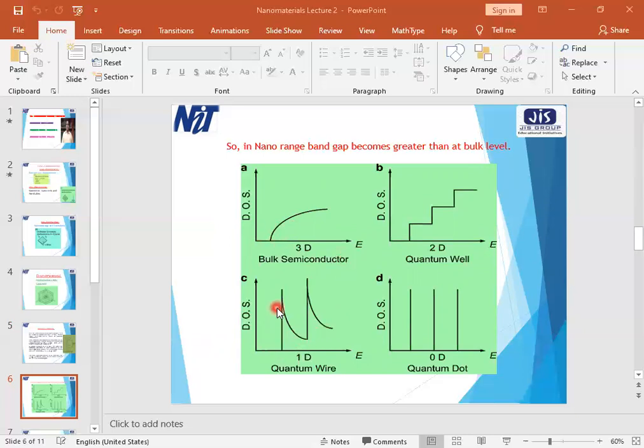In the quantum wire, what happens? The particle can move in only one direction. It can go there, it can come here, only in one direction. You have seen that a quantum wire is a one-dimensional nanomaterial.